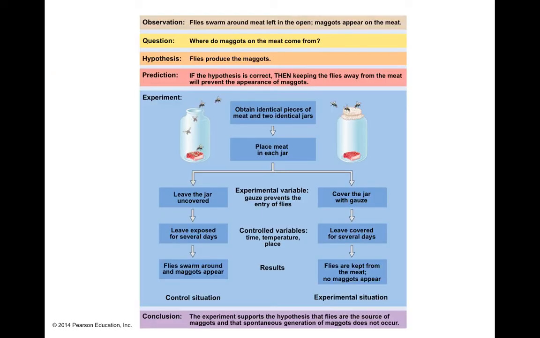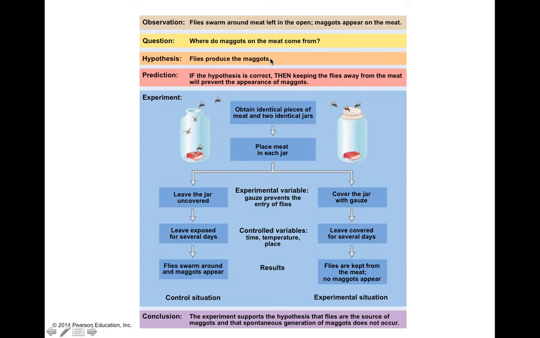All right, so this is an experimental design that's very simple, but it follows all of the 6 steps. We're talking about flies here. We have a jar, meat in the jar, and flies. The question the person is asking is, where do maggots on meat come from? The observation is that flies swarm around meat, and also that maggots appear on the meat. Where do the maggots come from? The hypothesis is that flies produce the maggots.